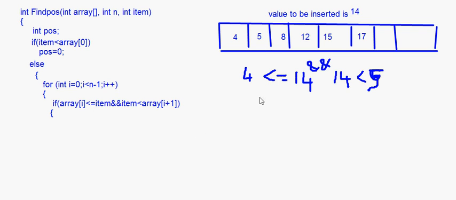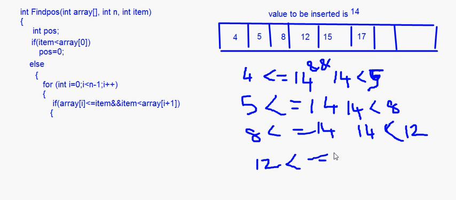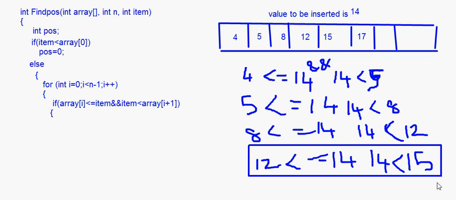Now it checks 5 is less than or equal to 14, right? And 14 is less than 8. Now this is also not right. Now it comes to 8. 8 is less than or equal to 14 and 14 is less than 12. This is also wrong, right? Now the next one, 12 is less than or equal to 14 and 14 is less than 15. Now I have got the correct condition here. This is true, right? Both the conditions are true.